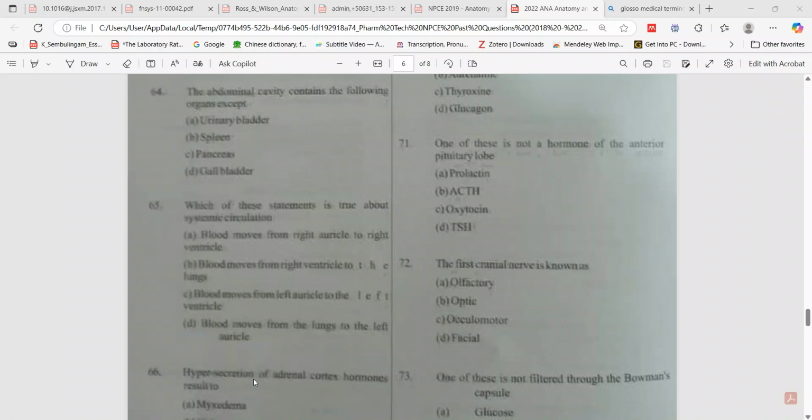Which of these statements is true about systemic circulation? Let me read the options. Blood moves from the right auricle to the right ventricle. Blood moves from the right ventricle to the lung. Blood moves from the left auricle to the left ventricle. Blood moves from the lung to the left auricle.